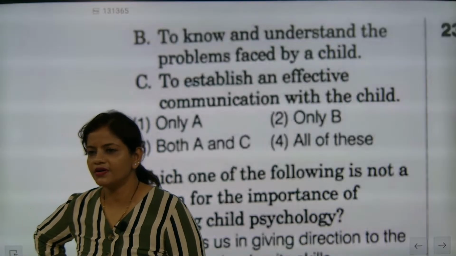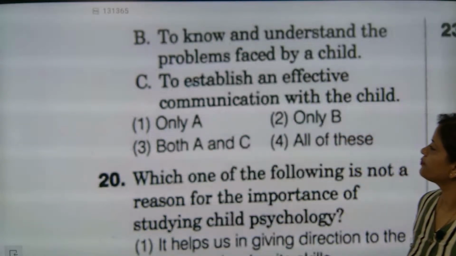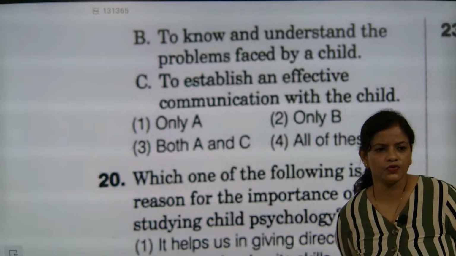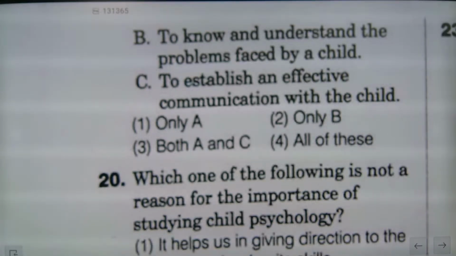I hope you might have understood. So now look here. To know and understand the problem faced by a child, to establish an effective communication with the child, which one is going to be the best one, ma'am?